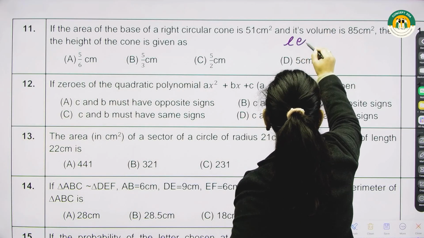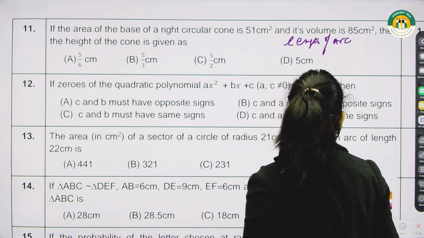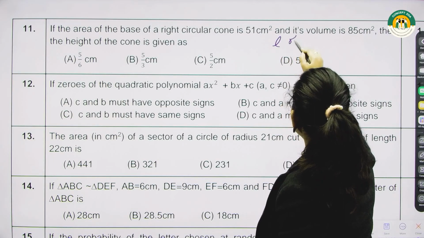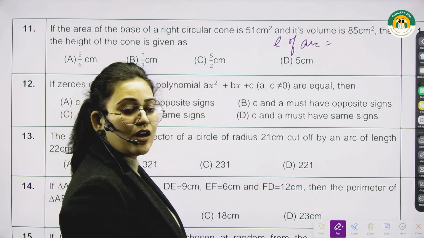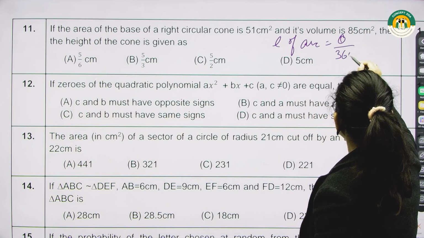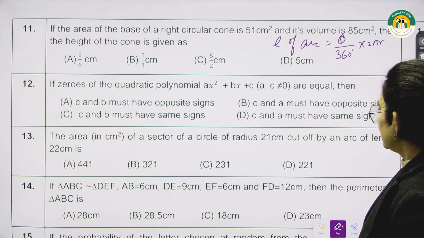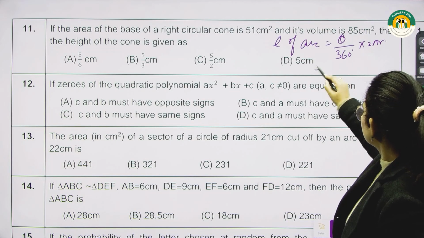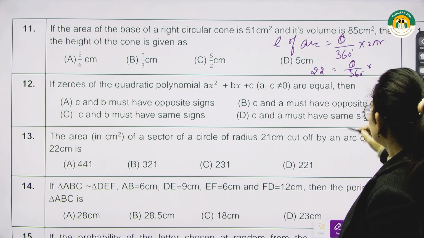So length of arc. What is the length of the arc? क्या होता है length of arc? It is theta upon 360 into 2 pi r. थीटा we have to find. इधर हमें दिया क्या है? 22 सेंटीमीटर लेंथ दी हुई है, 22 सेंटीमीटर. थीटा we have to find, that is 2 pi r.